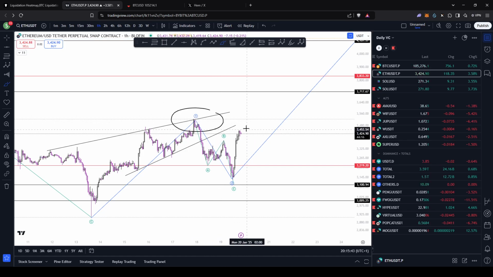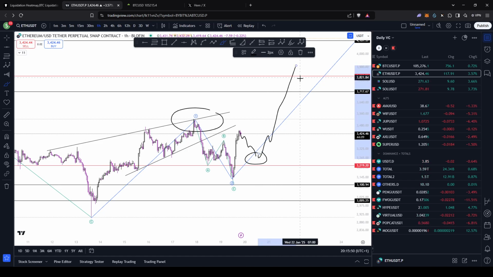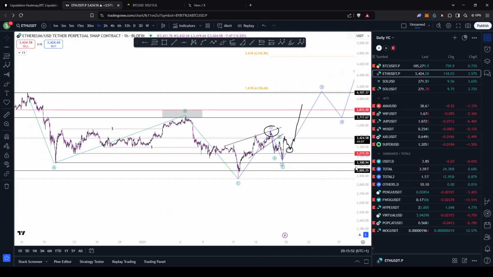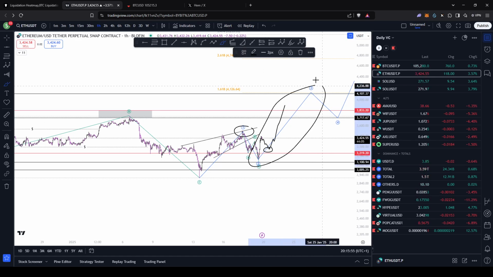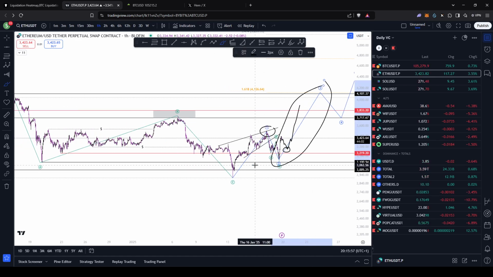Higher highs. What are you looking for? You're looking for some sort of smaller correction to make a higher low and then keep on expanding into potentially this 3-wave structure towards the upside.